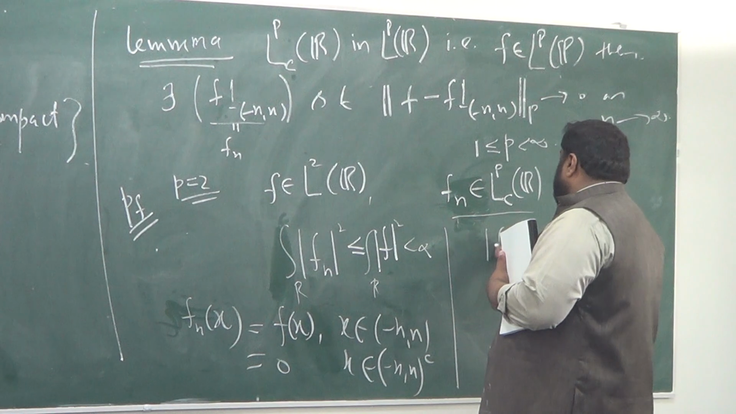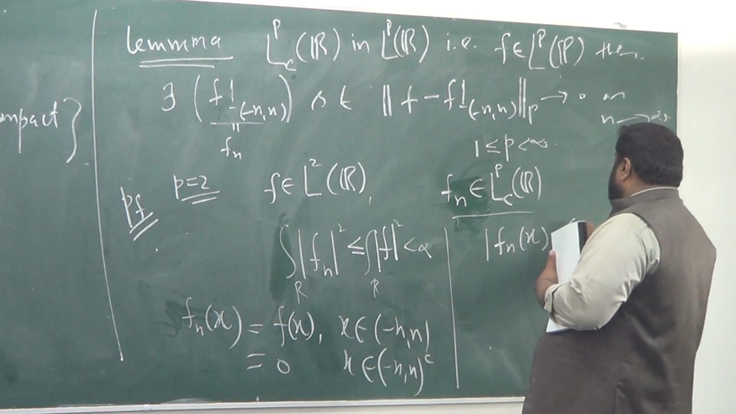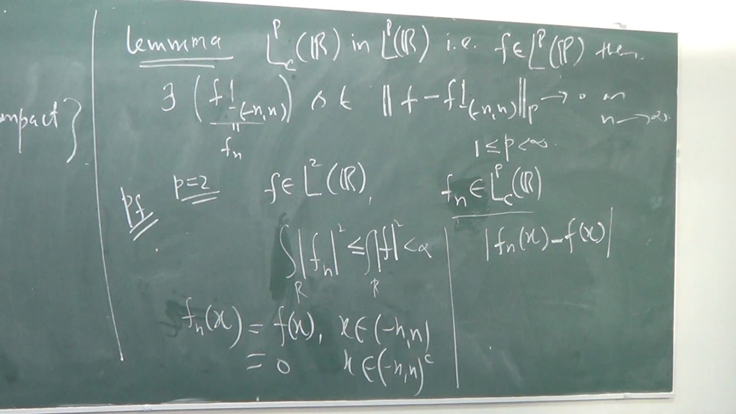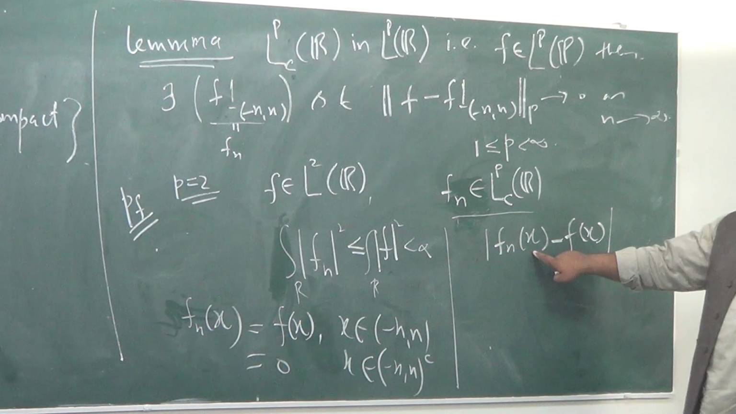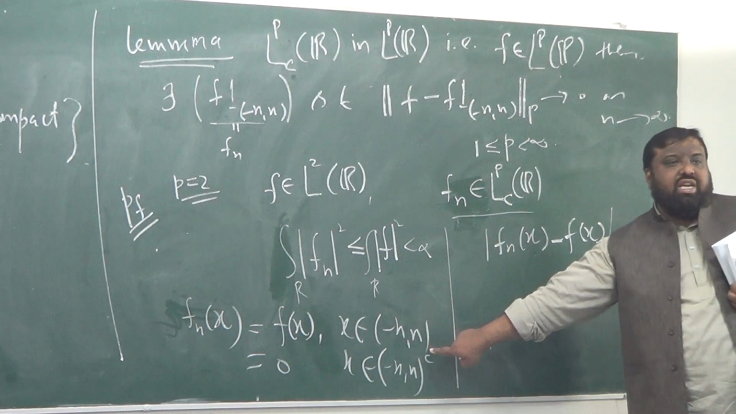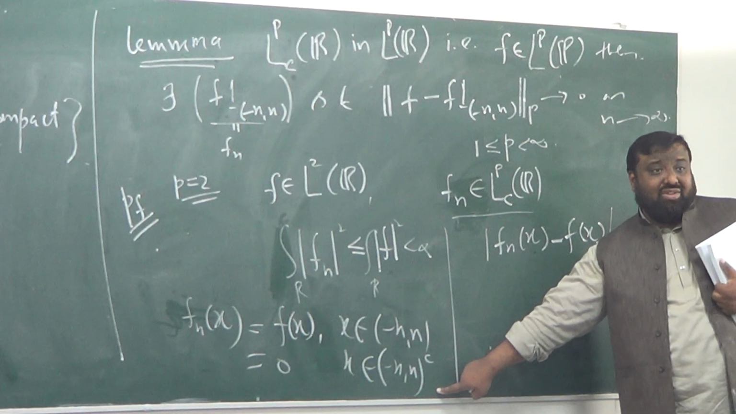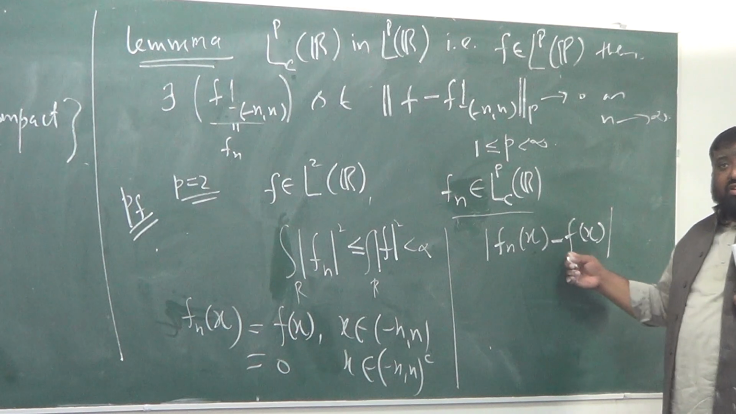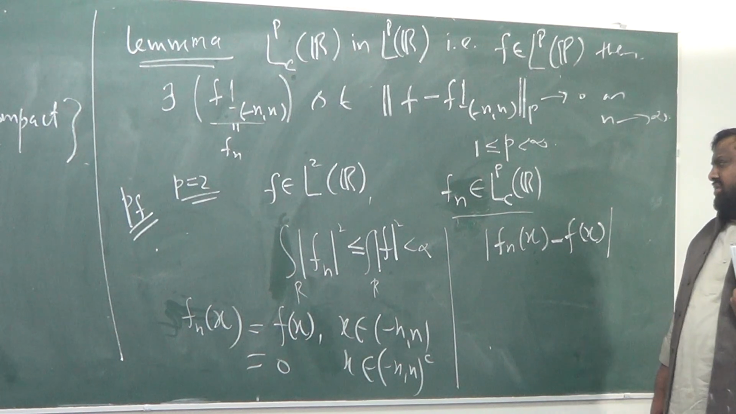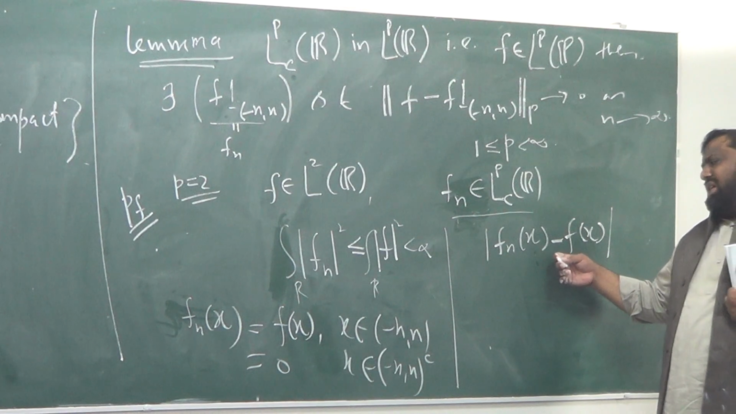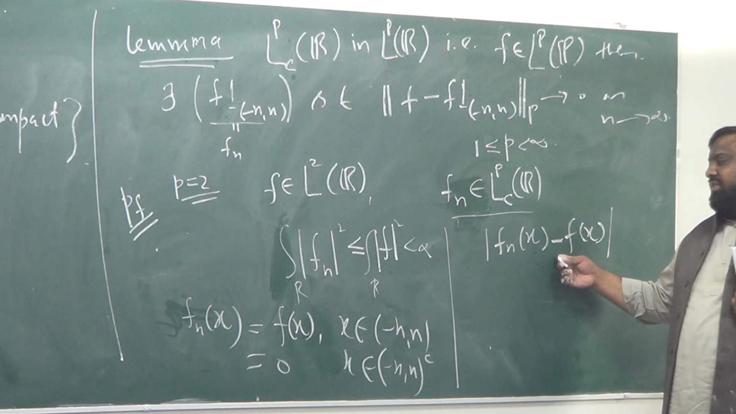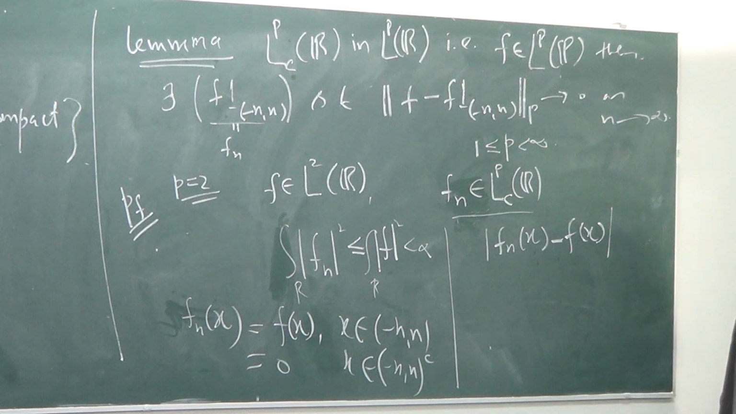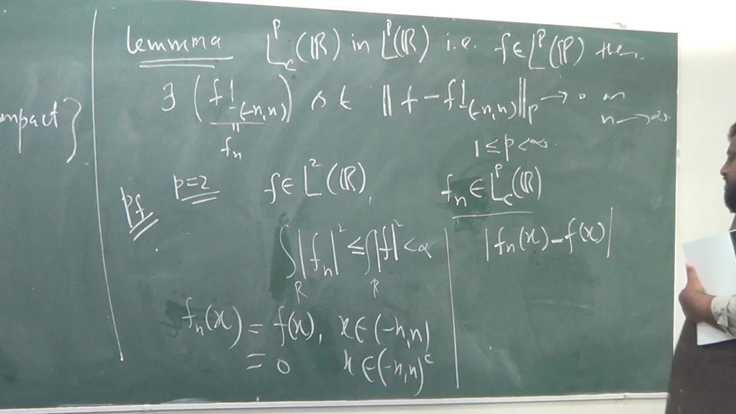So what would be the difference between Fn of x and f of x in general? I can have two possibilities for x. It could be outside minus n to n or inside minus n to n. If it is inside minus n to n, the difference is 0. For outside, the difference is f of x, which is less than or equal to mod f of x actually. What can we say?